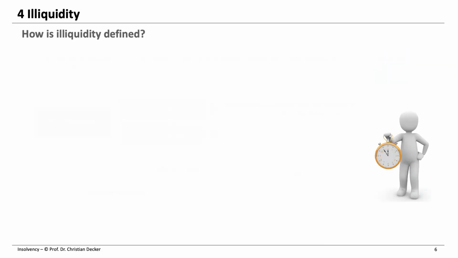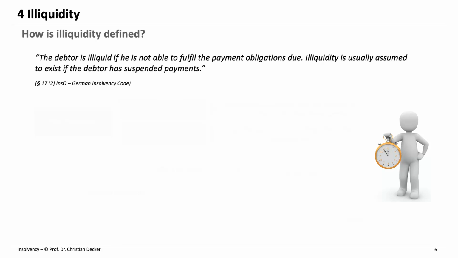How is illiquidity defined? In this unit, we will first look at the reason of illiquidity for opening insolvency proceedings. Section 17.2 of the German Insolvency Code defines the term as follows. The debtor is illiquid if he is not able to fulfill the payment obligations due. Illiquidity is usually assumed to exist if the debtor has suspended payments. This definition, which initially appears clear and absolute, has occasionally led to problems in operational practice.